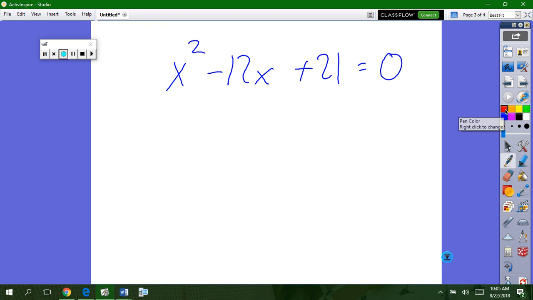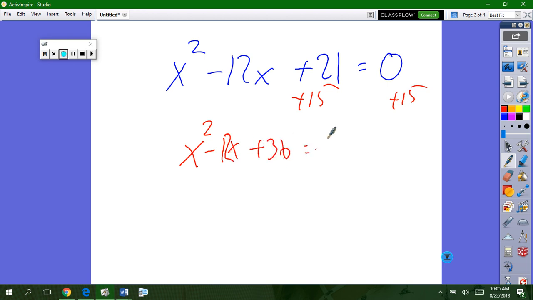Ready? Add 15. If I add 15 to that side, though, what do I have to do to this side? Add 15, because I got to balance him, right? Does that make sense to everyone? So this is x squared minus 12. Oh, come on. I'm struggling today. I apologize. Is this equation and this equation the same? Yes, they're equal to each other. They just look different, don't they?